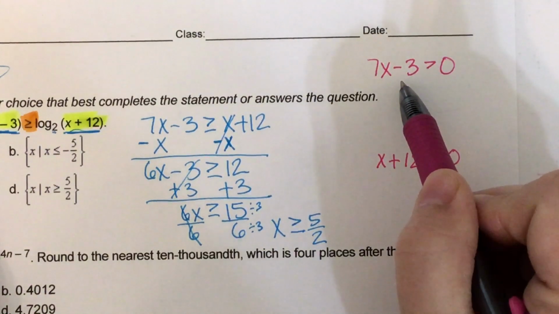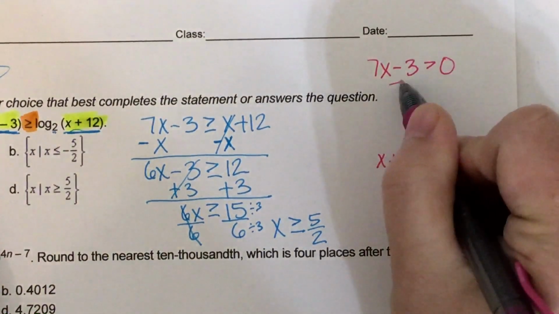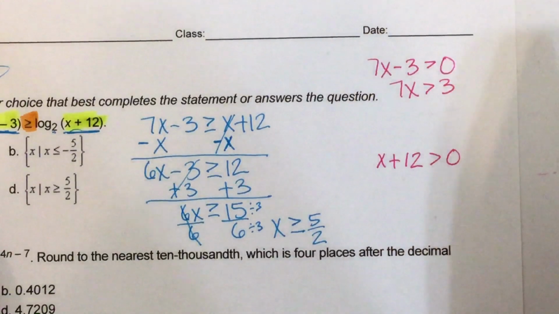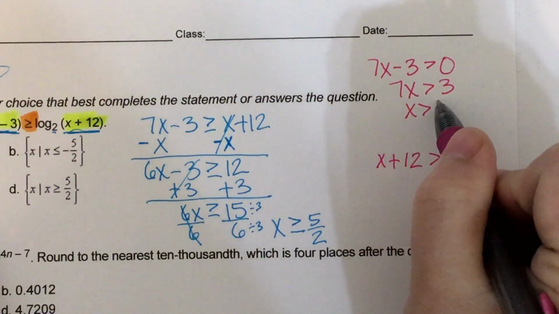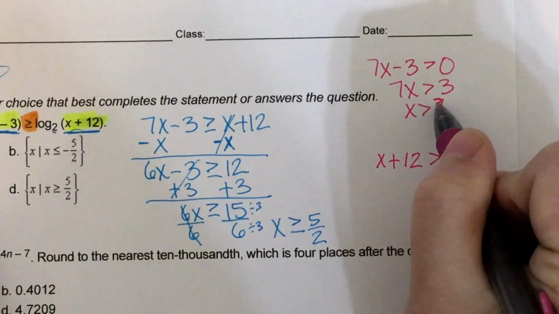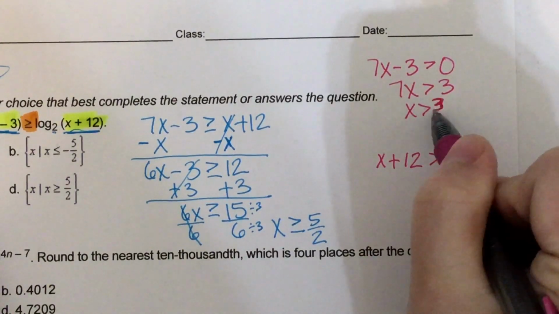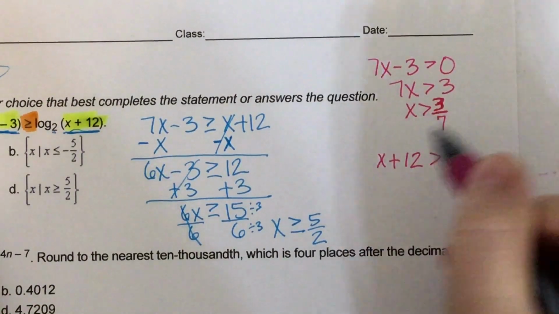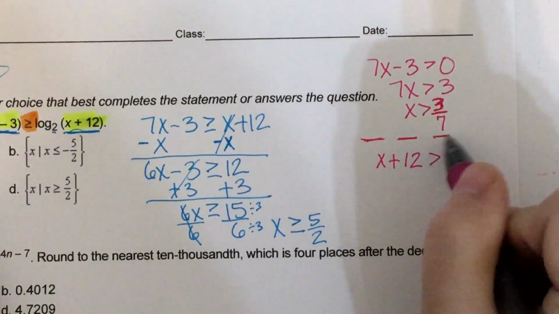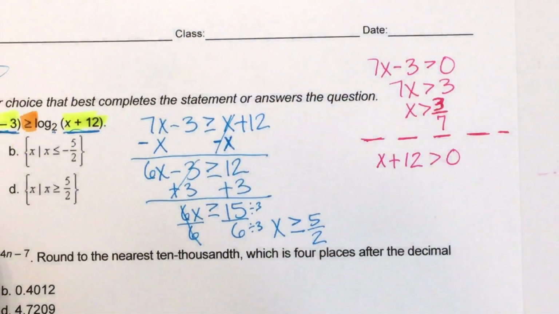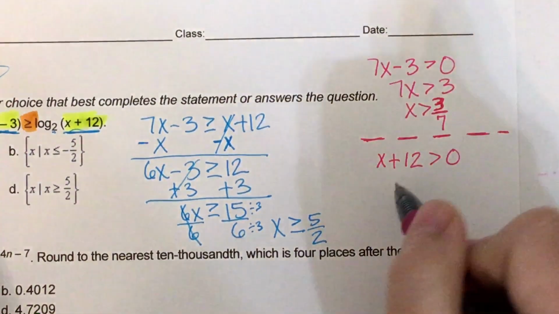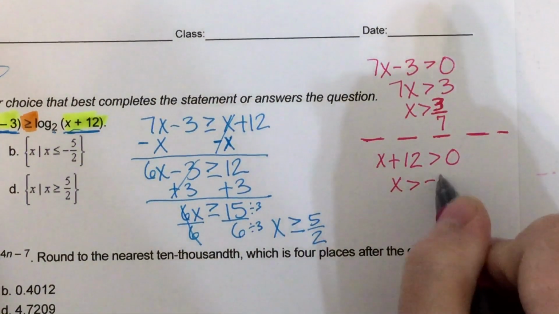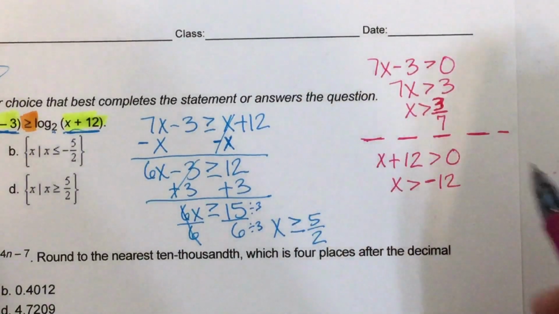So for this equation, first I would add the 3, which makes 7x greater than 3. And then I would divide by 7, which makes x greater than 3 over 7. Because I'm dividing by 7, so you need that 7 in the denominator. Okay, next to solve this equation, I would subtract 12, and that makes x greater than negative 12.